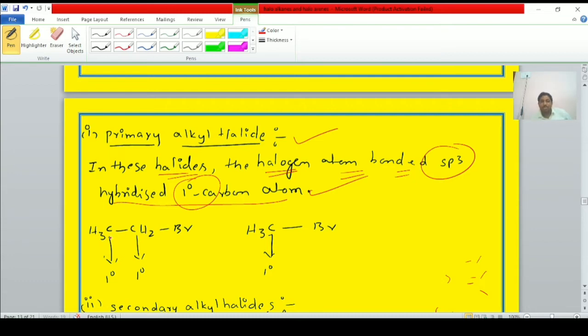Here one compound is given, CH3CH2Br. Here this carbon atom is a primary carbon atom, 100% primary carbon atom, because this carbon atom is bonded to only one carbon.